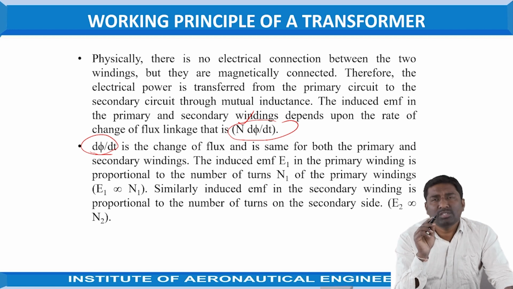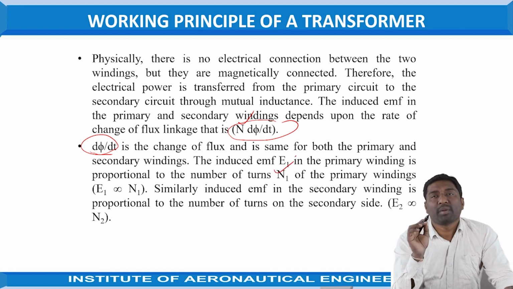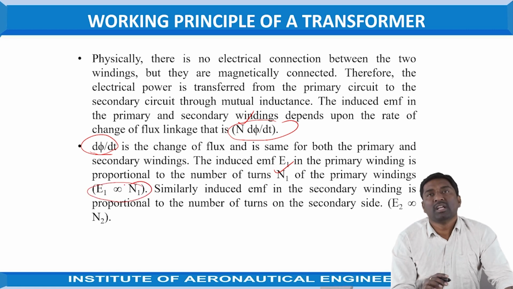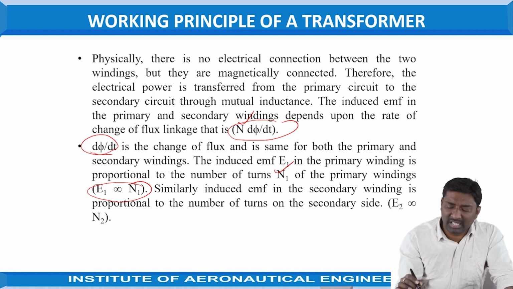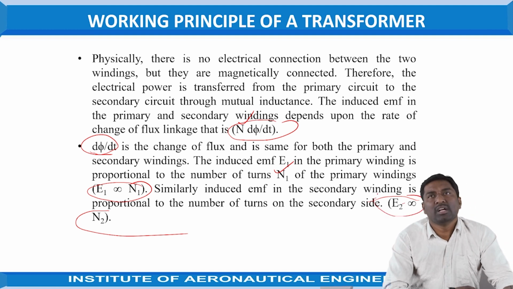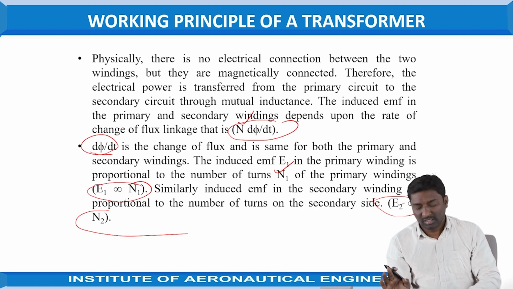But the induced EMF in the primary winding is proportional to the number of turns N1 of the primary winding, that is E1 is directly proportional to N1. Similarly, the induced EMF in the secondary winding is proportional to the number of turns on the secondary side, that is E2 is directly proportional to N2. This is according to mutual induction only.